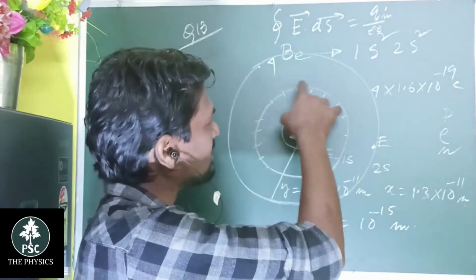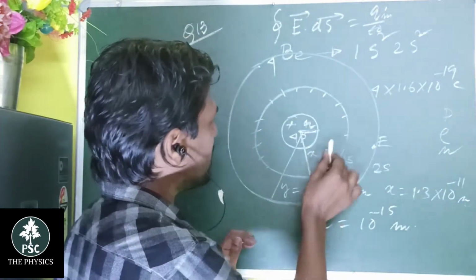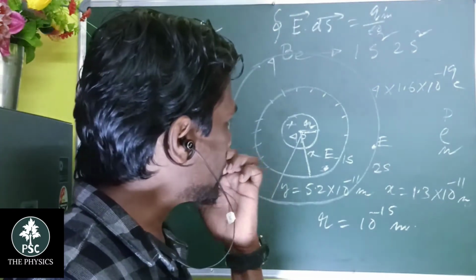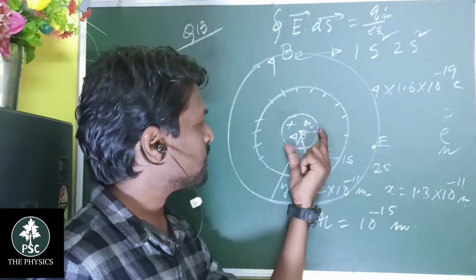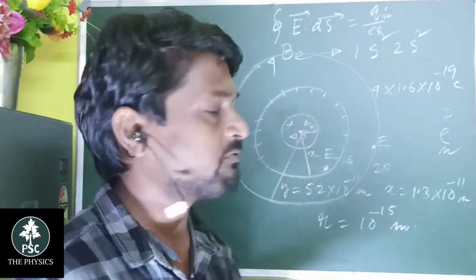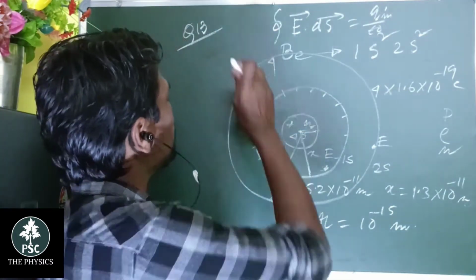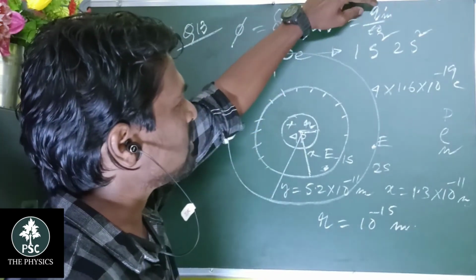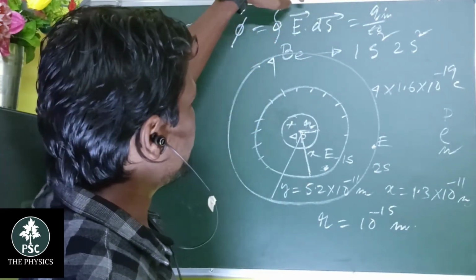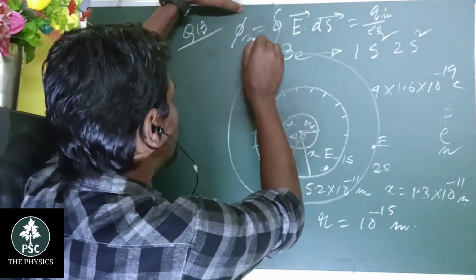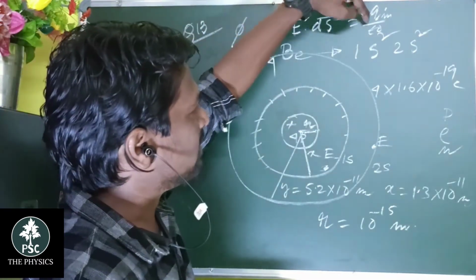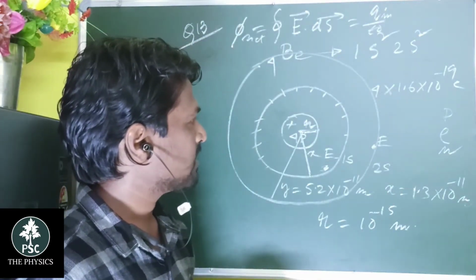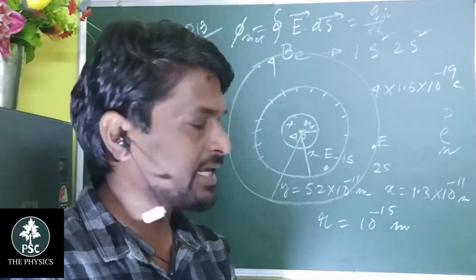If we take this as the Gaussian surface, then what is the charge content within this surface? If you know the charge content of this surface, then you can easily calculate the electric field. So what is Gauss's theorem? Phi net, that is the net flux through a closed surface, is equal to 1 by epsilon naught times the net charge enclosed within the surface. So that is the problem.